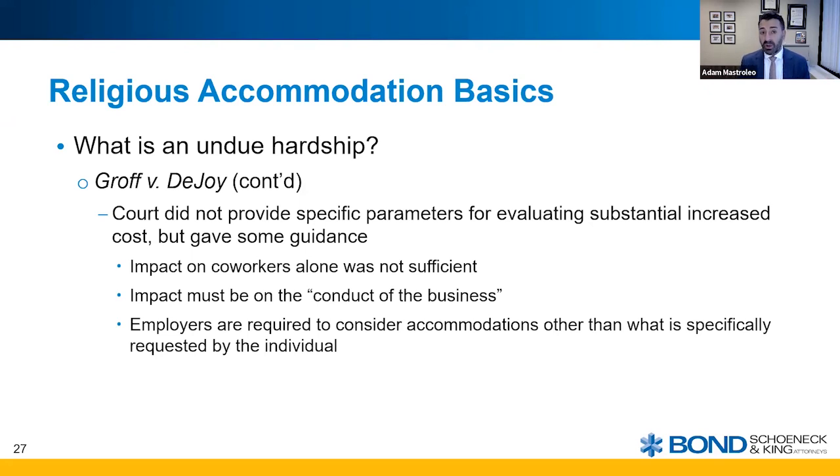So we know that an impact on coworkers alone is not going to be sufficient. The impact has to be on the conduct of the business, and employers are going to be required to consider accommodations other than what is specifically requested by an individual. So we now know, based upon this Supreme Court case, that denying a religious accommodation request because it causes an undue hardship is going to be much harder than it was 6 months ago.